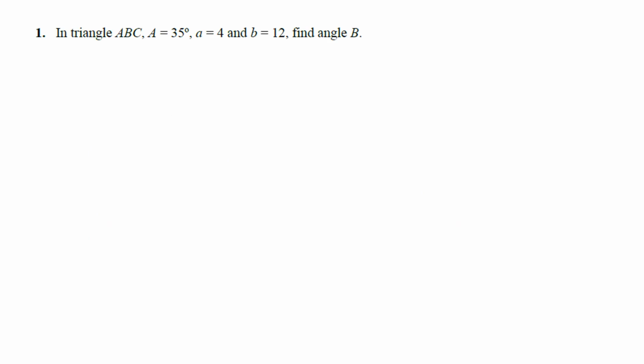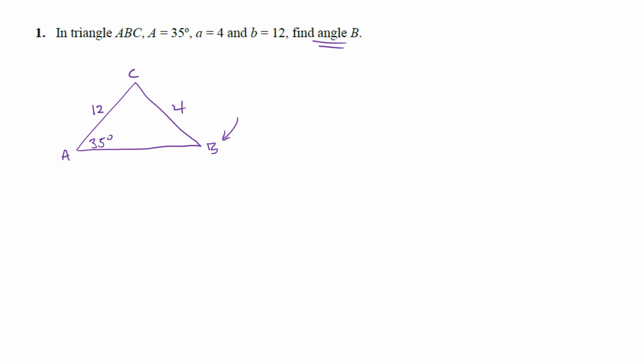All right, example 1. In triangle ABC, A equals 35 degrees, lowercase a equals 4, lowercase b equals 12. Find angle B. So that's our goal. So to help us visualize this, let's draw a triangle. So we have A, B, C. Angle A is 35 degrees. Side a is 4, side b is 12. Right? And we want to find angle B.